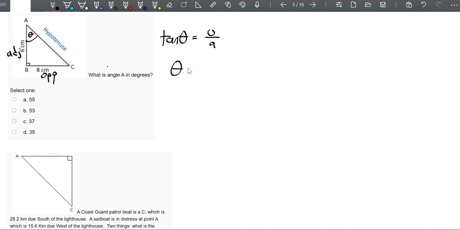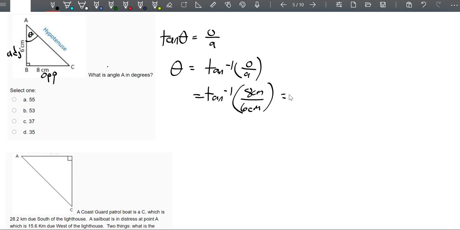And so if I'm looking for the angle, we take the inverse tan of opposite over adjacent, which is the inverse tan of 8 over 6. If we take 8 over 6 and take the inverse tan, we get 53.13 degrees. And the closest one here is B, 53 degrees. So here's a nice quick one.